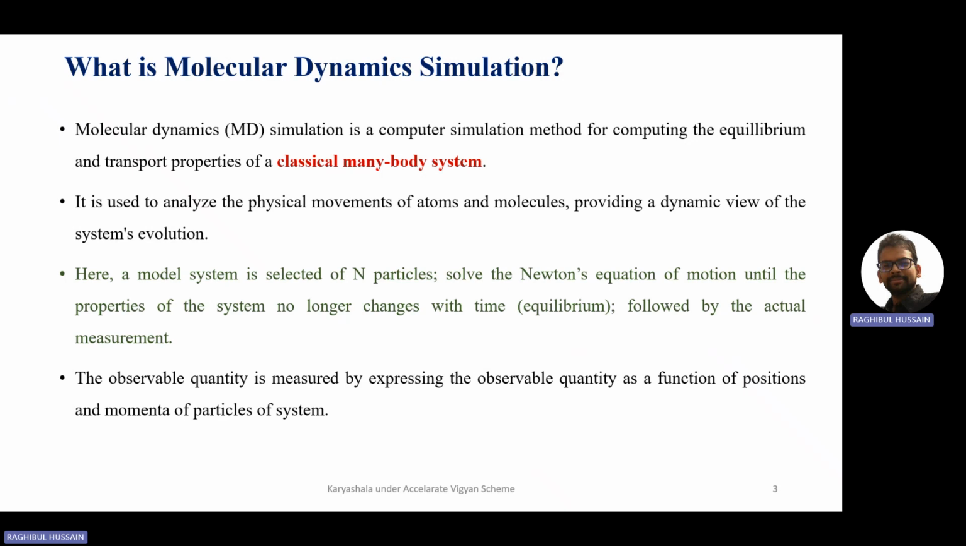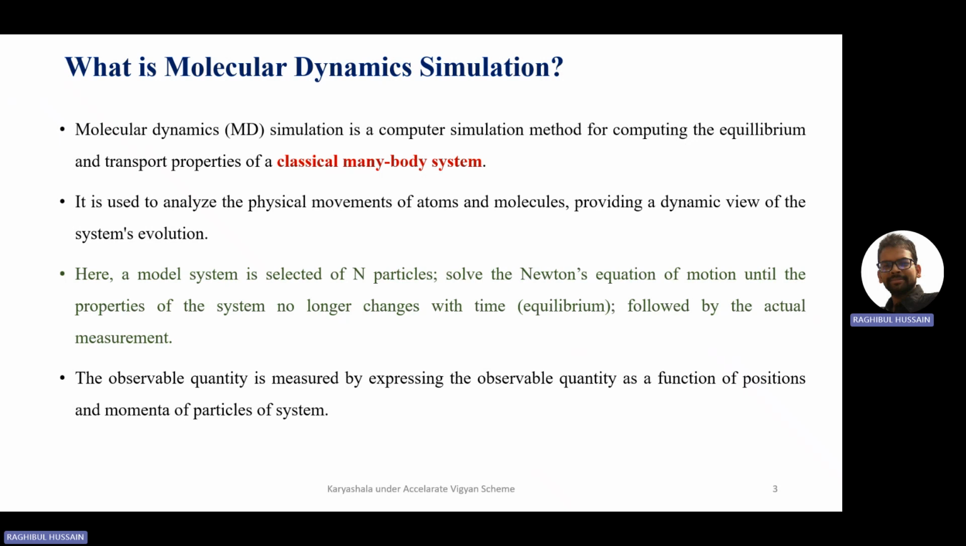Now, in the second step, what I said is that we analyze the physical movements of the atoms and molecules, providing the dynamic view of the system. Whatever trajectories we collect and analyze are from the production stage. So if you read any MD simulation paper, you will see that if the equilibration is done for 10 nanoseconds, the production is done for 50 nanoseconds or something more than the equilibration, right?